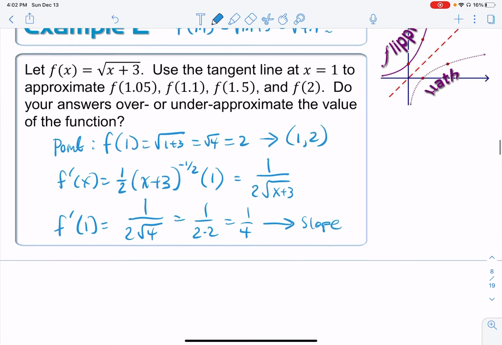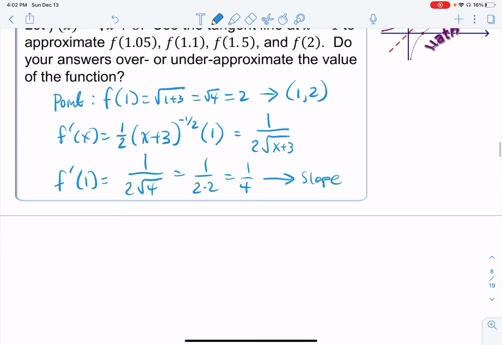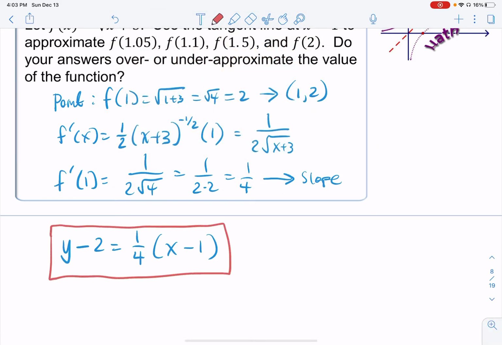I can write my local linear approximation, my tangent line, through these two values. So y minus 2 is equal to 1/4 (x minus 1). Under most circumstances, I can leave this tangent line exactly like this, box it up, and then go out for a sandwich or something.